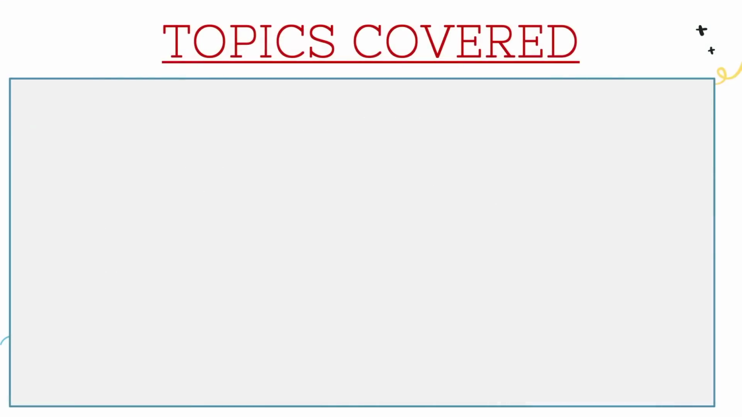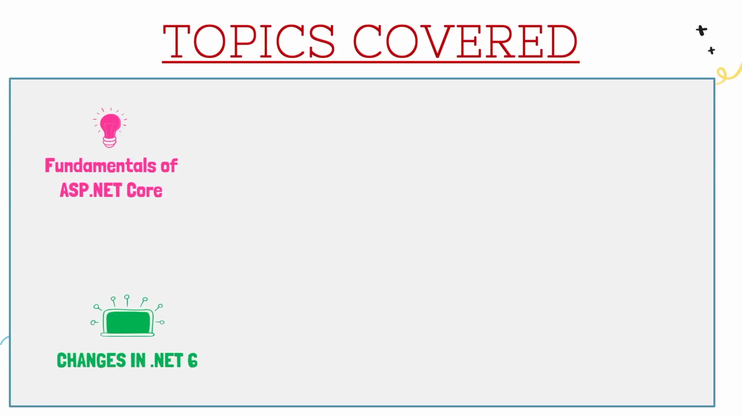Whenever we learn any programming language, the first thing is basic foundation. So we will start with the fundamentals of ASP.NET Core application. Then we will take a look at what is new or what are the changes in .NET 6 as compared to the previous version. Once we have a solid foundation in .NET Core files and folder structure, then we will take a look at Entity Framework Core. That is what we will be using to interact with or create our database project.